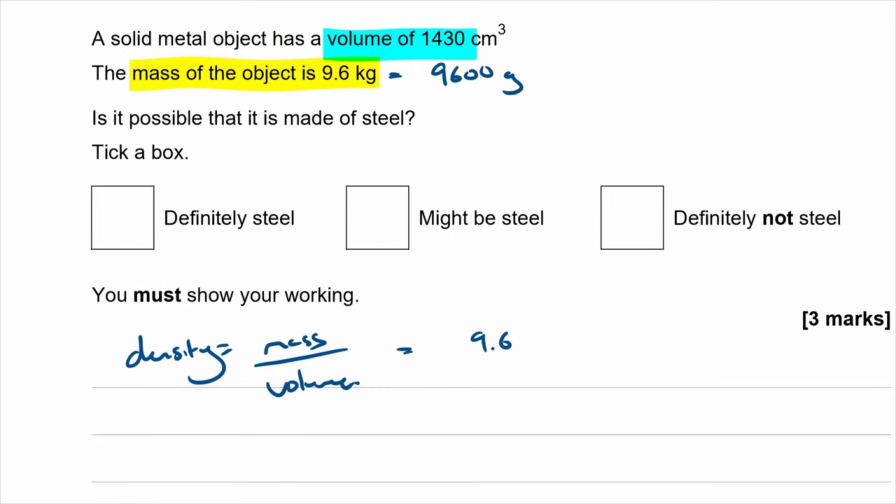So 9,600 grams divided by the volume, which is 1,430 cubic centimeters. Now, according to my calculator, that is 6.71.